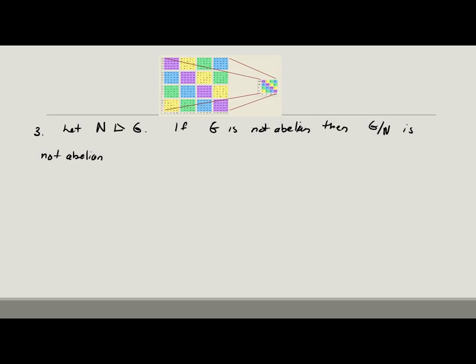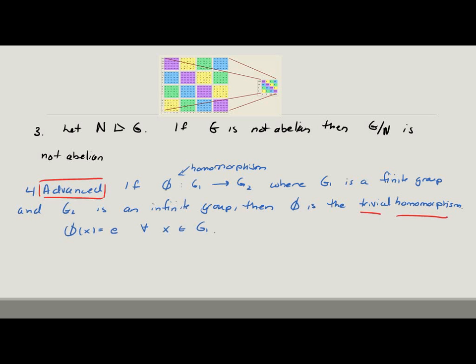Here's another true-false question. If I start out with a group G and I have a normal subgroup, and the original group G is not abelian, is it true that the factor group is not abelian as well? Can this happen? Number 4. If G1 is a finite group and G2 is an infinite group, does that force phi to be a trivial homomorphism?